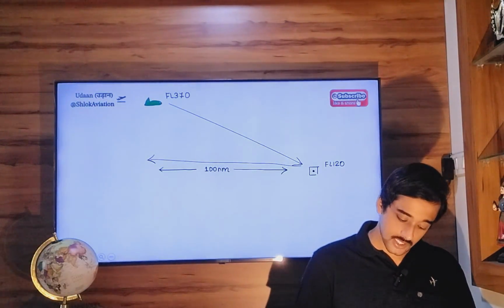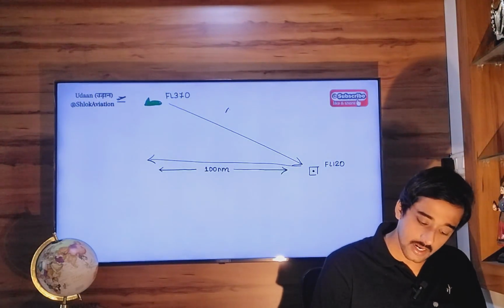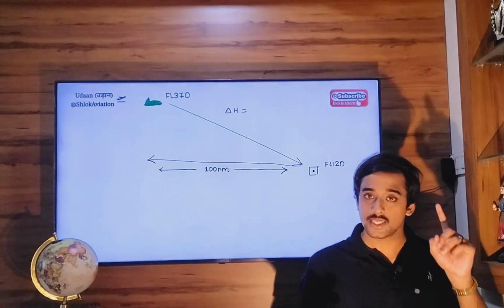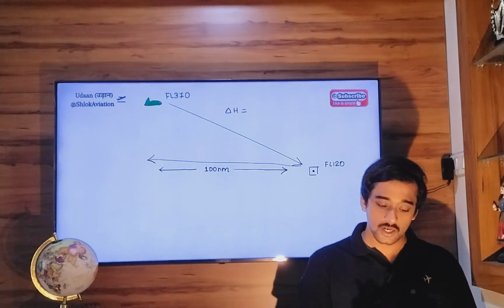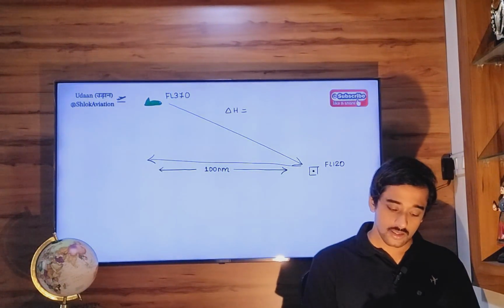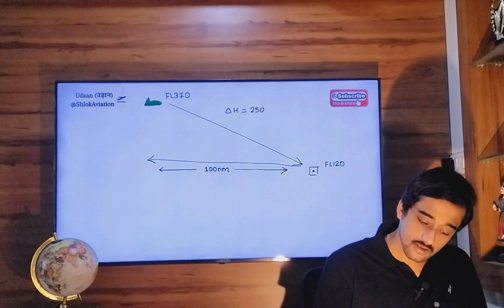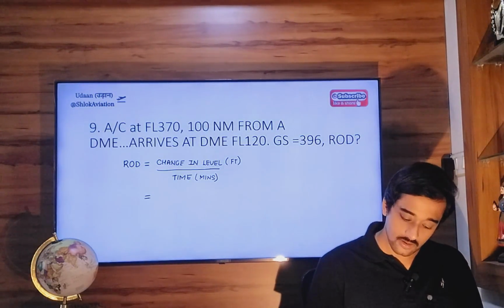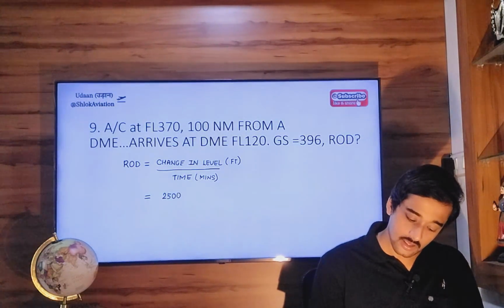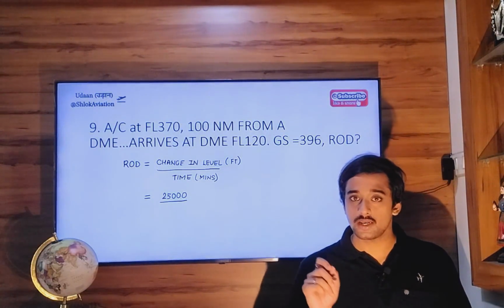So first step, step number 1, the change in level. So what is the change in height or change in level here? You're descending from 37,000 feet to 12,000 feet, a total change of 37,000 minus 12,000, 25,000 feet. Okay, so let's write it here, 25,000 feet. Now time. To find out time in terms of minutes, we will have to use the speed distance time formula.